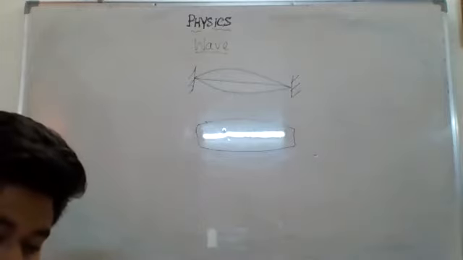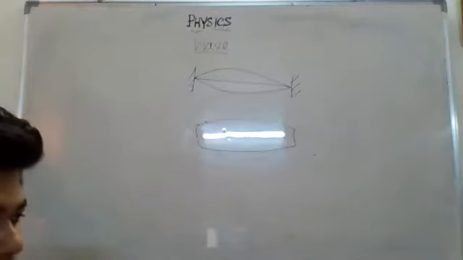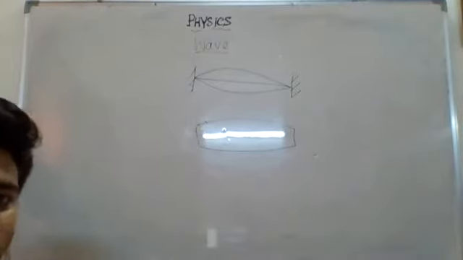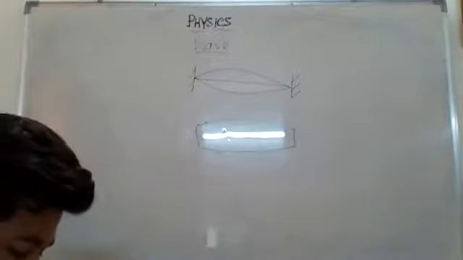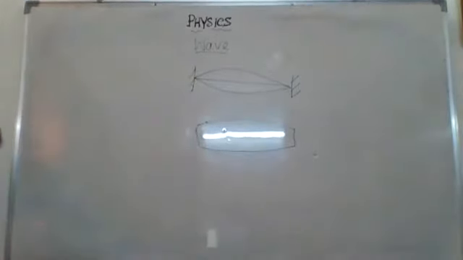Stationary wave. A stationary wave, right? Okay, one wave we are sending and a reflection is coming back, so both of them are creating a standing wave.